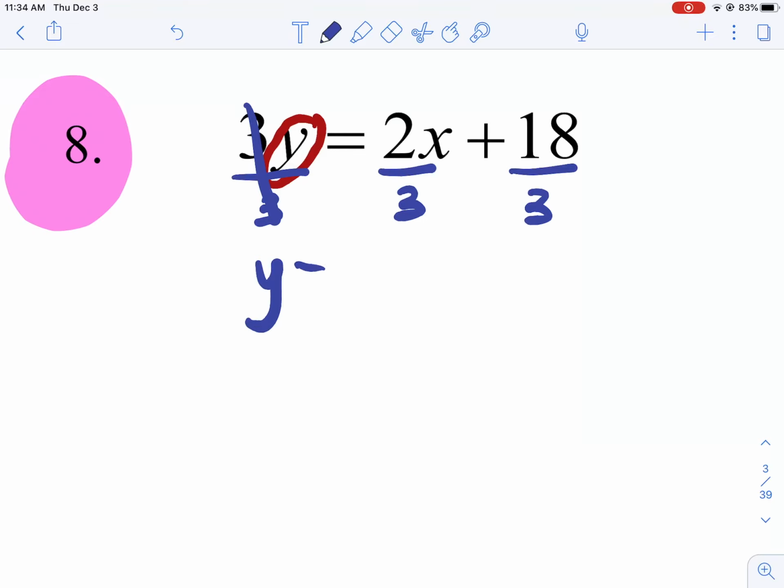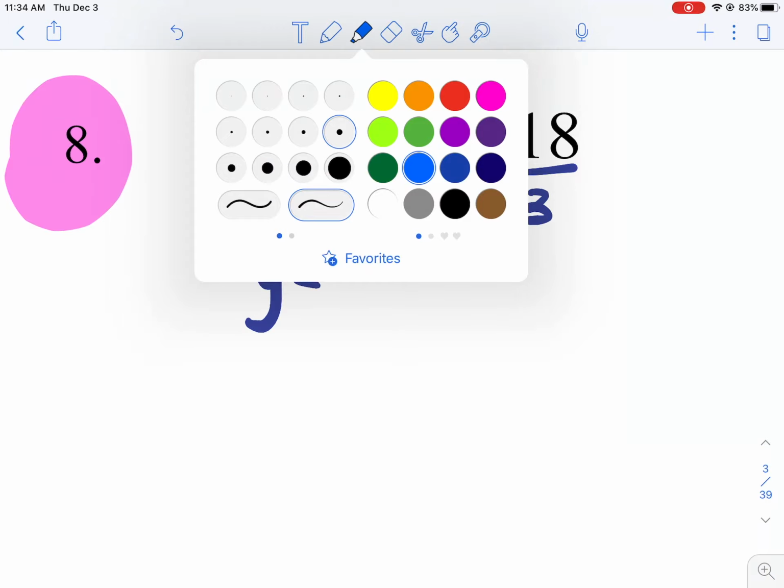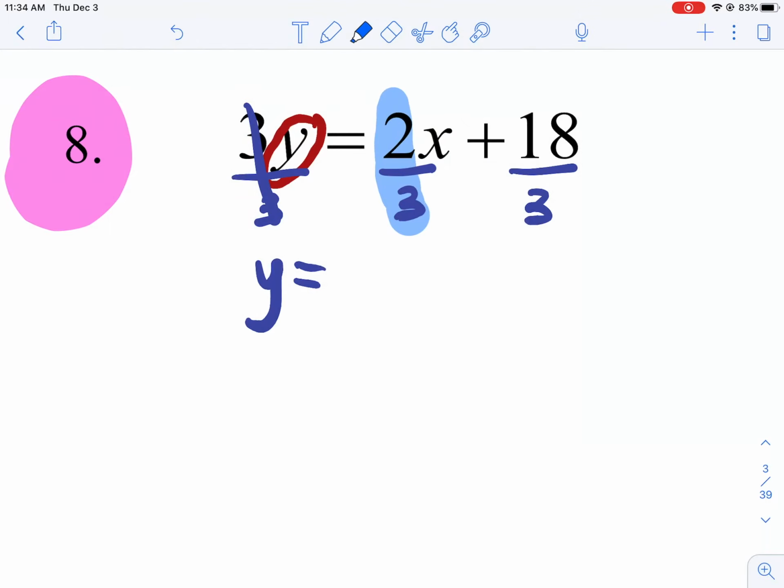When I do that, y equals, and again, it's okay to leave this. Sorry, that was a little too big. It's okay to leave this as 2/3. That's no problem, guys. And then 18 divided by 3 is 6.